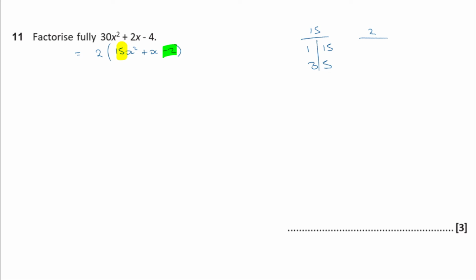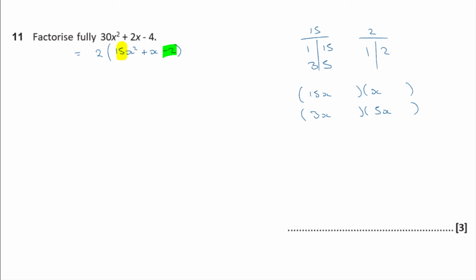Factor pairs of 2 is very simple, it's just 1 and 2. So that makes things pretty easy for our numbery part, but we've got 2 possibilities for our x part here. So either this factorizes into 15x plus or minus something, x plus or minus something, or it factorizes into 3x and 5x. It's going to be one of those pairs.